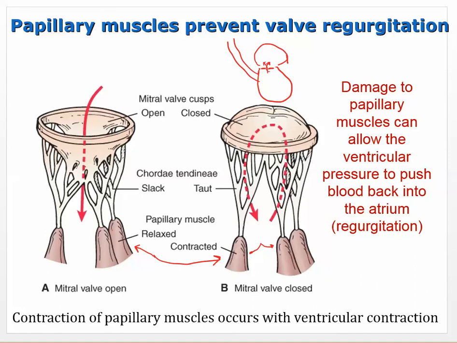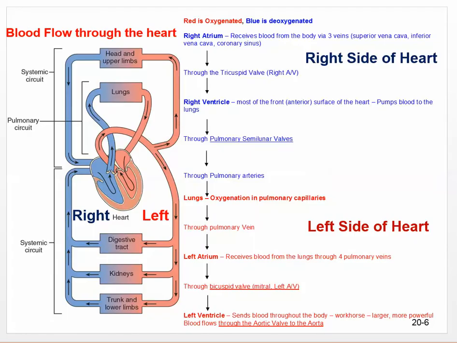Okay, so those guys are important, and if they fail, then you're going to have that regurgitation. You're going to have blood flowing back into the atria, and then that's not an effective heart. That's one of these things that could lead to failure of the heart.